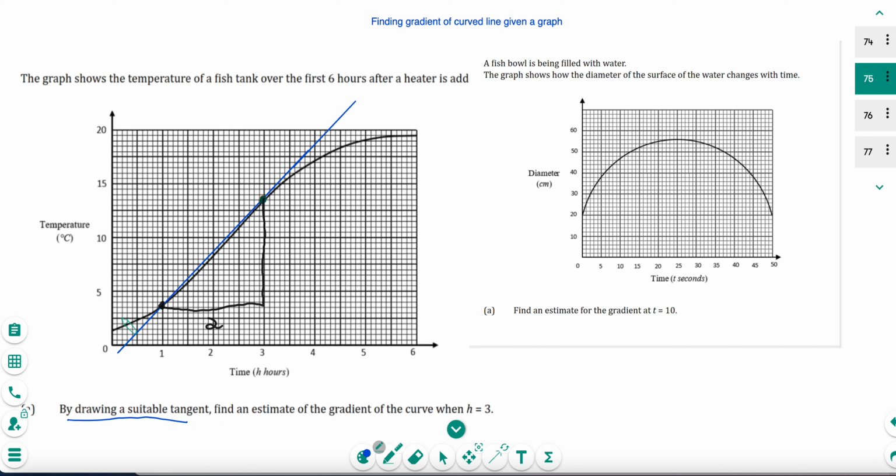The rise, well, let's find out. I think it's going up in 0.5s: 0.5, 1, 1.5, 2, 2.5, 3, 3.5. So this is about 3.5. And this point here is 12.5, 13, 13.5. So from 3.5 to 13.5, the rise is 10. So rise over run is equal to 10 divided by 2, which is 5. And since this is going uphill, it's going to be positive 5. So our gradient is 5.